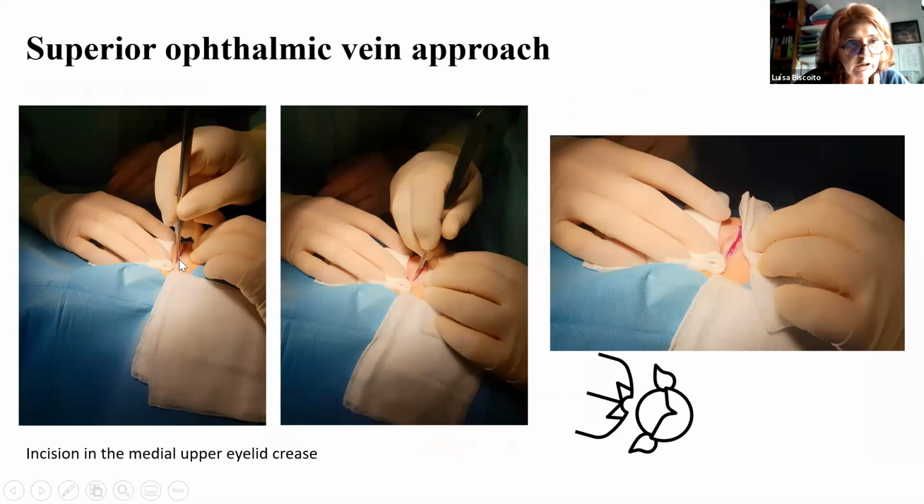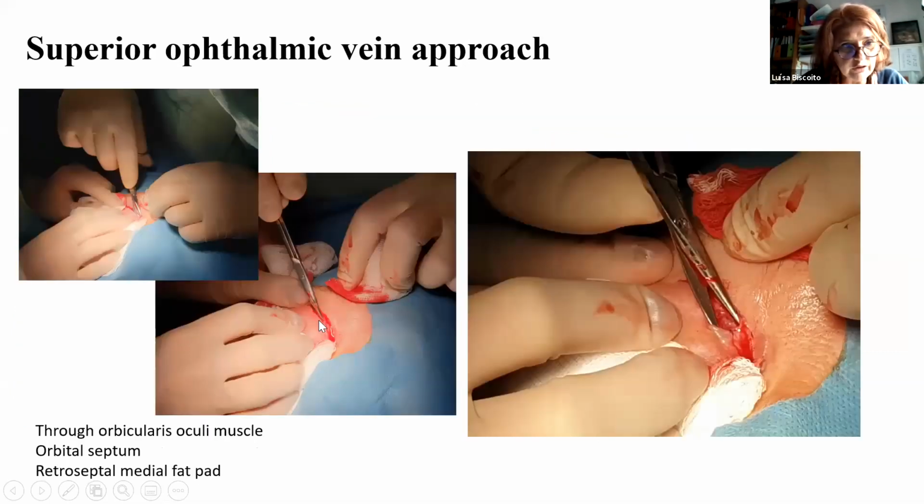For the dissection, they cut and make the incision in the medial upper eyelid crease, and then dissect through the orbicularis oculi muscle. They open the septum and expose the recto-septal medial fat pad.